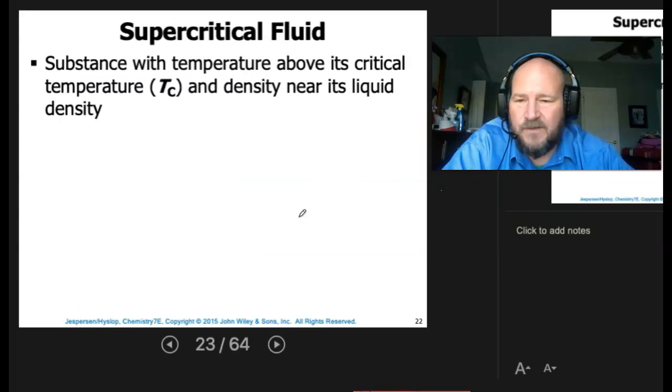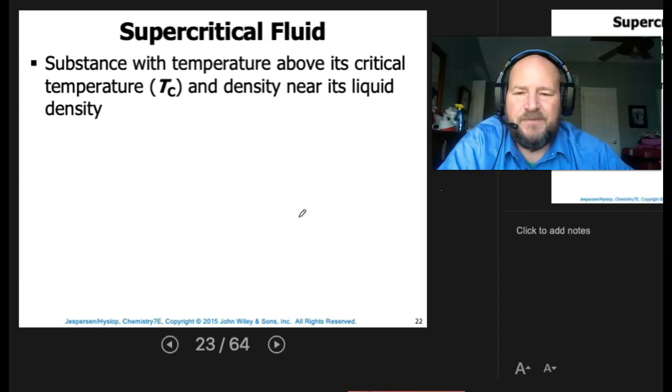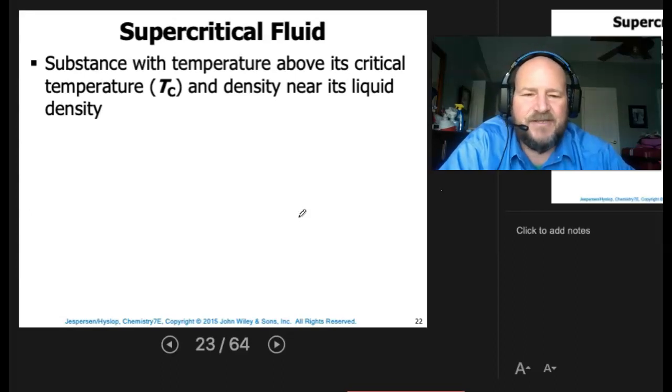All right, supercritical fluids. These are substances with temperatures above their critical temperature and a density near their liquid density.